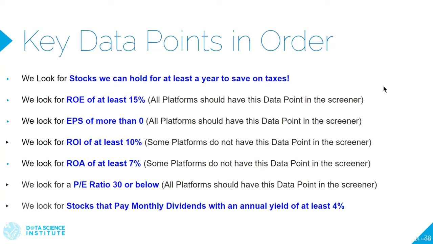So remember, we look for ROE of at least 15%, EPS of more than zero, return on investment of at least 10%, return on asset of at least 7%, a P/E ratio of 30 or below. And remember, we look for a beta score of less than 2, and we look for a volatility of less than 65. All right. And we're not done yet. The last thing I'm going to show you is how to use a stock screener.